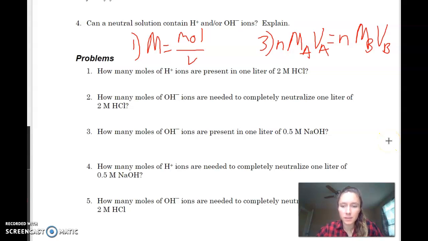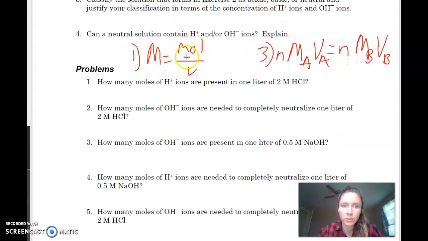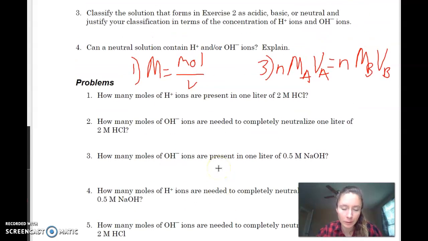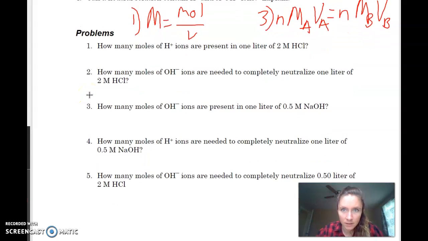Hey guys, so this is the third and final video for reviewing equations and which equation to use from your reference table for solving titration and the more mathy problems for our acid-base chemistry unit. So far we've already gone over numbers 1 and 2, so we're going to continue with number 3.